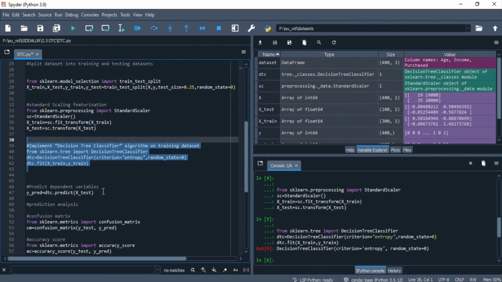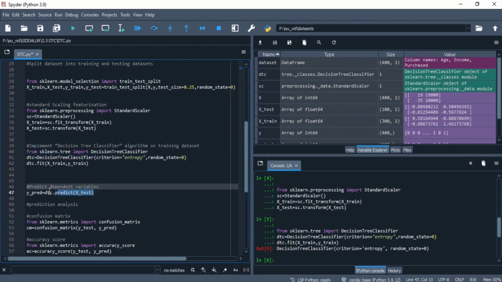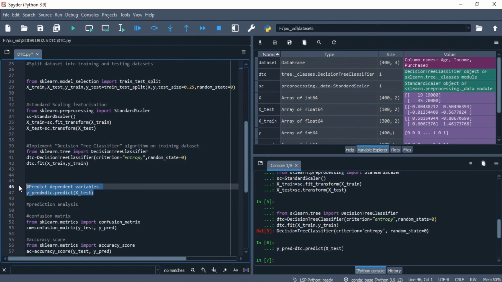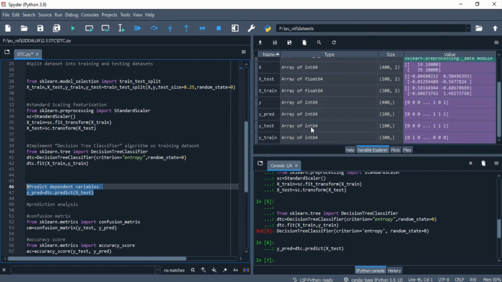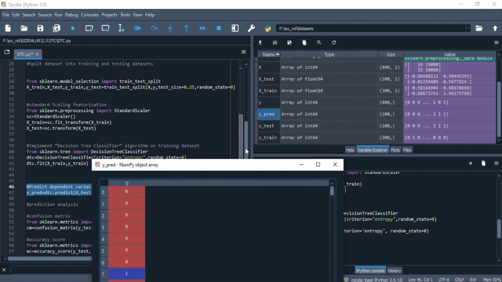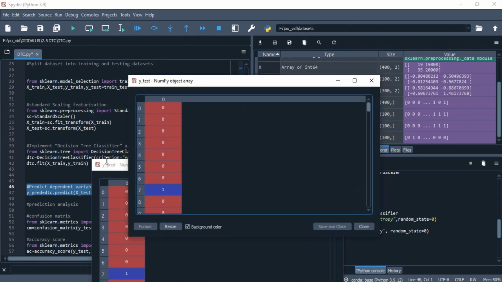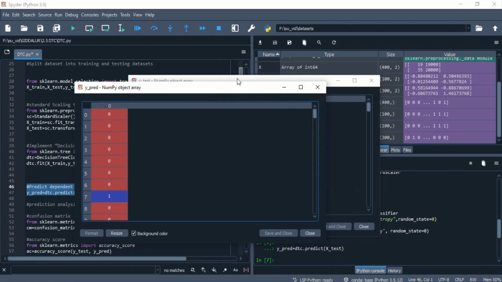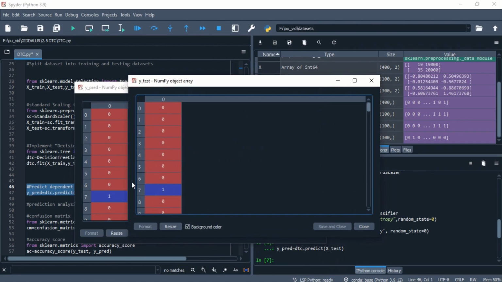Now I am going to predict the dependent variable of the testing dataset on the basis of the independent variables of the testing dataset using the decision tree classifier. I have executed the same, and it has been executed successfully. Let's check. This is our predicted value, and Y_test represents the actual value. You can see it's a good prediction.